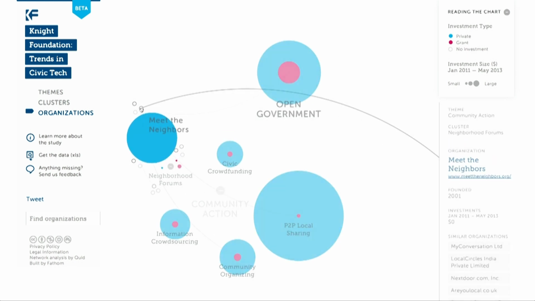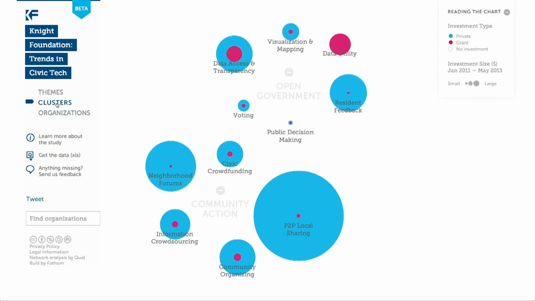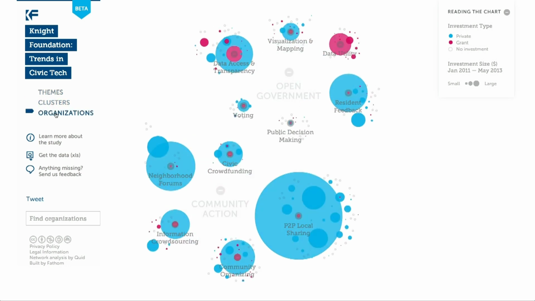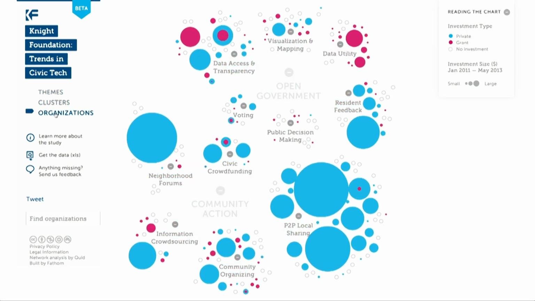So, very simply, it's a way of getting people inside of this data. It's not designed to do hardcore analysis. It's really about how you engage people with this report that they've put together. How do you get them thinking about what's actually within this data set, while also providing ways of navigating into and out of it. So here we're back at the themes level, into the clusters, and into even all of the organizations at once.